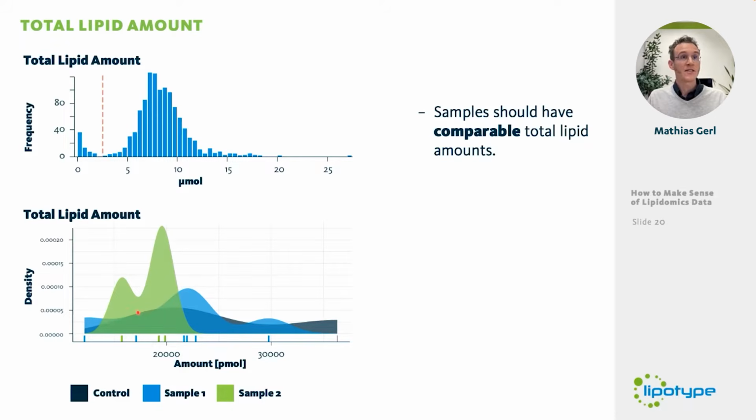Another thing to think about is simply your replicates. If your replicates now of sample 2, the green one, are all together, this is actually nice.